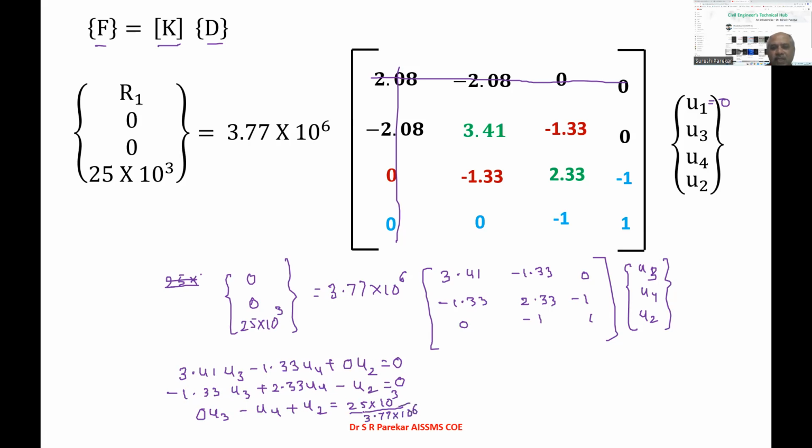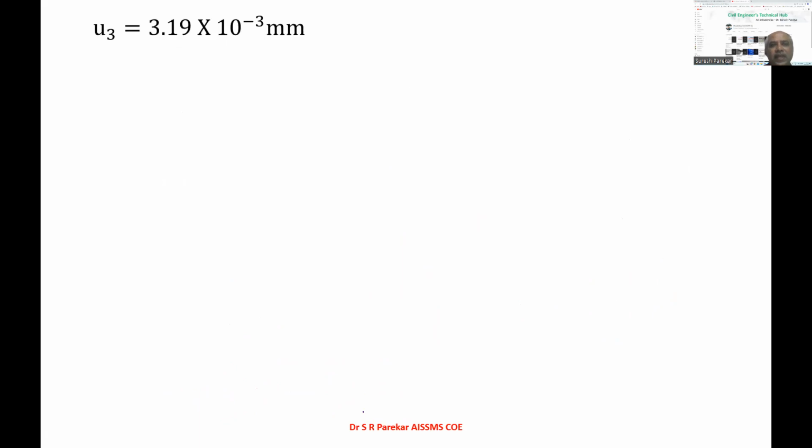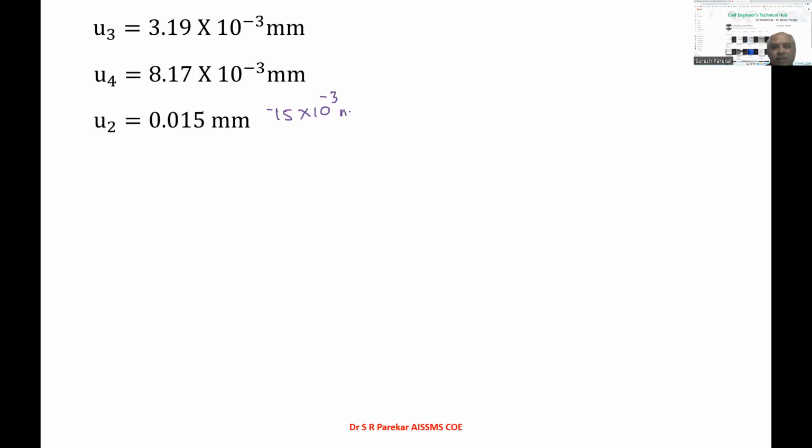And to solve these three simultaneous equations, you will get the value of U3 as 3.19 into 10 raised to minus 3 millimeter, U4 as 8.17 into 10 raised to minus 3 millimeter, and U2 as 0.015 millimeter, or you can write it as 15 into 10 raised to minus 3 millimeters. Knowing these values, we can find the value of R.